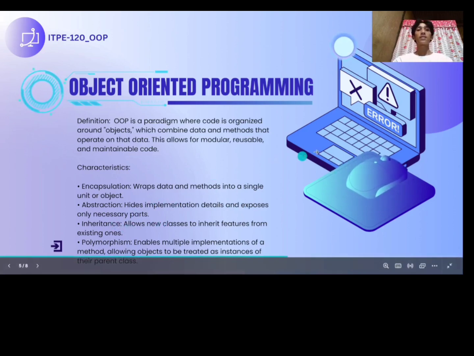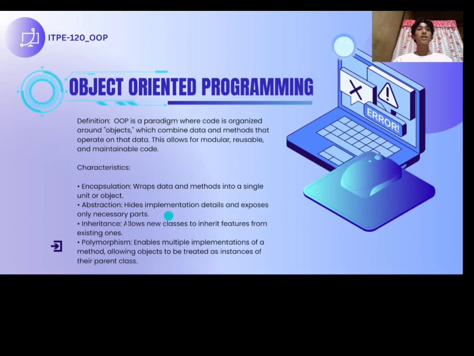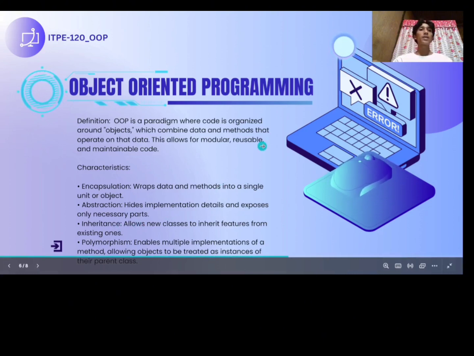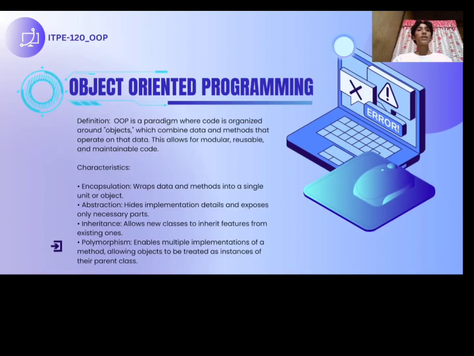Next, our third one is inheritance. Inheritance allows new classes to inherit features from existing ones. Lastly, we have polymorphism. Polymorphism enables multiple implementations of a method, allowing objects to be treated as instances of their parent class.